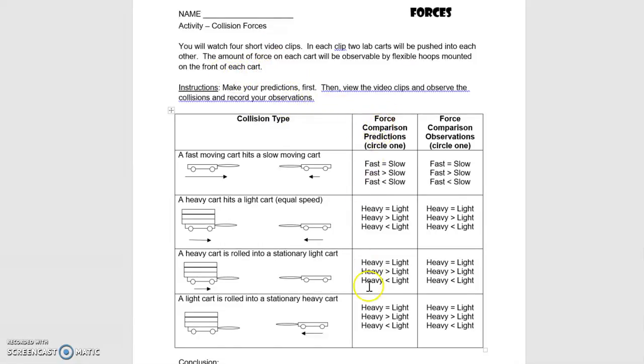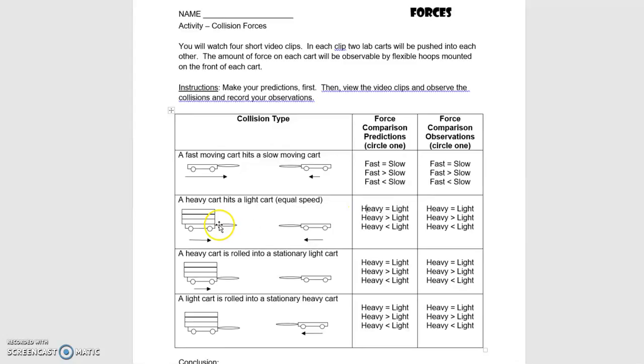Before you watch, please make predictions about what you think is going to happen. If you think when a fast-moving cart hits a slow-moving cart that they will have equal bending in those rings, you would circle that. If you think the fast one is going to bend more, its ring will bend more than the slow one, you would circle that. And if you think the fast one would bend less than the slow one, you would circle that.